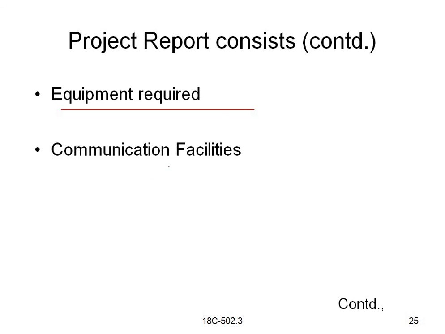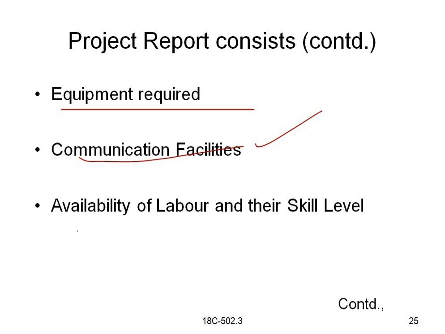And next is communication facilities. This is the main thing we require, because to come to the site we need a transport facility, and to move from the site we need a transportation facility. So that is known as the main communication facilities, regarding the internet and everything. Okay, and availability of labor and their skill level. So we have to show in the document that labor is available near the construction site and they are also skilled labor, so there will be no wastage and no time lost.